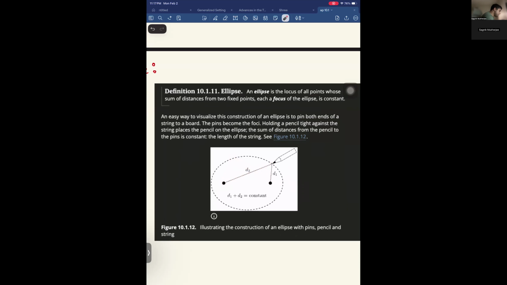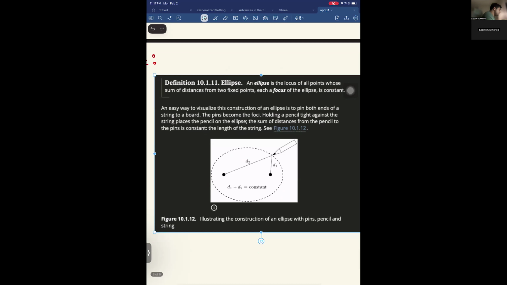Or a much better way of describing it is: take 2 points, attach a string of any length, and then pull a pencil and keep moving the pencil while the string is kept taut, if that makes any sense. Hold the pencil tight against the string and then keep moving. If you do that, you will get an ellipse.